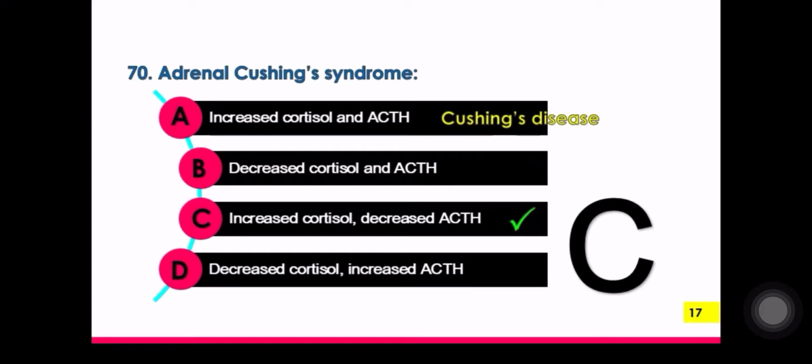Okay. Again, choice letter A, po, increased cortisol and ACTH, po, okay, is characteristic of Cushing's disease naman po, due to pituitary lesions.